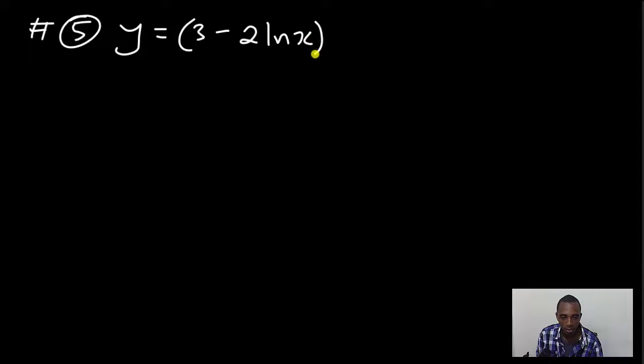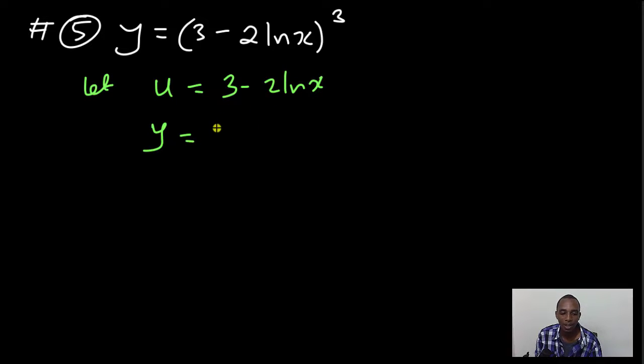For problem number 5, let's take this function: y equals 3 minus 2 times natural log of x, all this to the power 3. There are two ways of doing this, and the main one is by using the chain rule. We could let everything inside the bracket be equal to u, so u is 3 minus 2 natural log of x, and by doing this I'll have y equals u to the power 3, because all this is u.